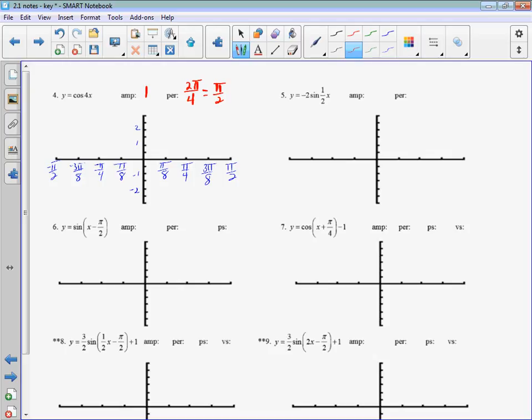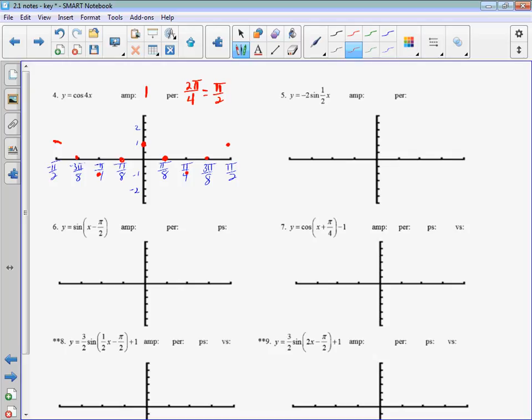Because we relabeled the x-axis, you can just plot your parent graph points where they were. Okay, so what I mean by that is the first point you had was up at 1, and then the next tick mark was 0, then it was negative 1, 0, 1. Follow your pattern on the left.